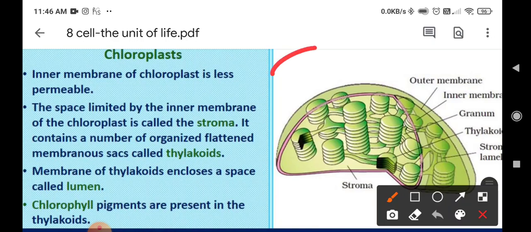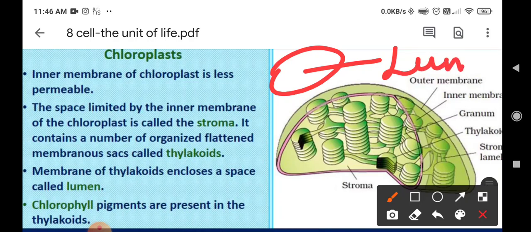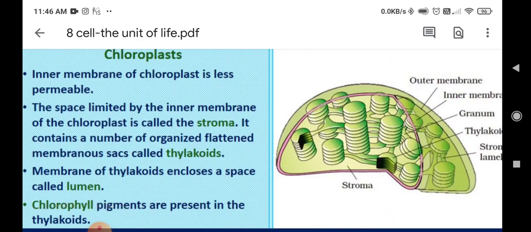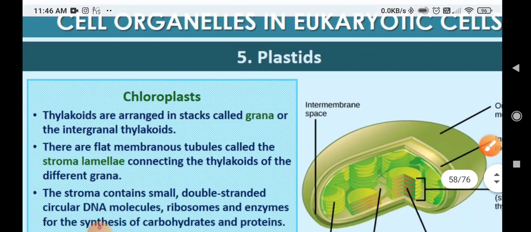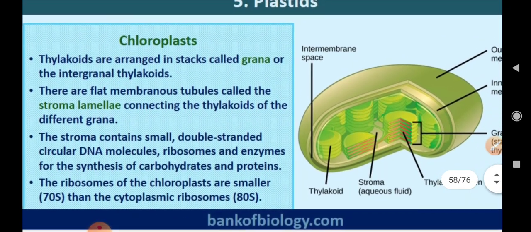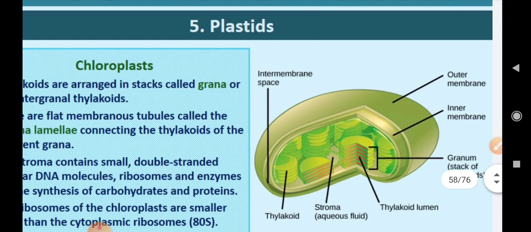The inner side is known as lumen, and inside it chlorophyll pigments are present. I hope it is clear now. If you look at this, this is a clearer structure where you can see the double membrane, thylakoid, and lumen shown in orange color. Stroma is the aqueous fluid filled inside it, and each membranous sac is known as thylakoid.